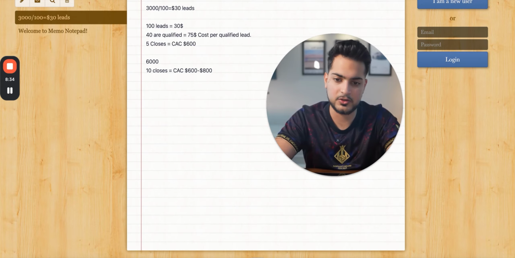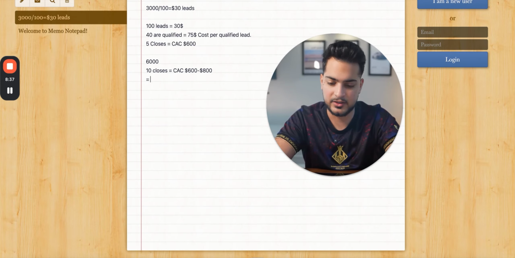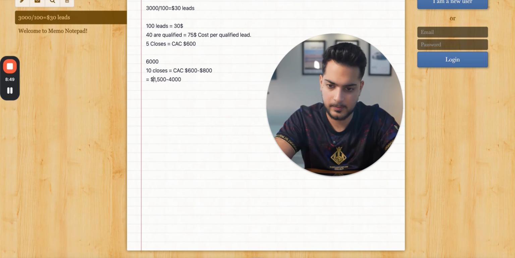Because for a $600 to $800 CAC, you need to have at least a $3,500, or even I would say $1,500 to $4,000 product for this to even make sense. Because logically speaking, if your service only costs a one-time $500, then this just becomes unprofitable.